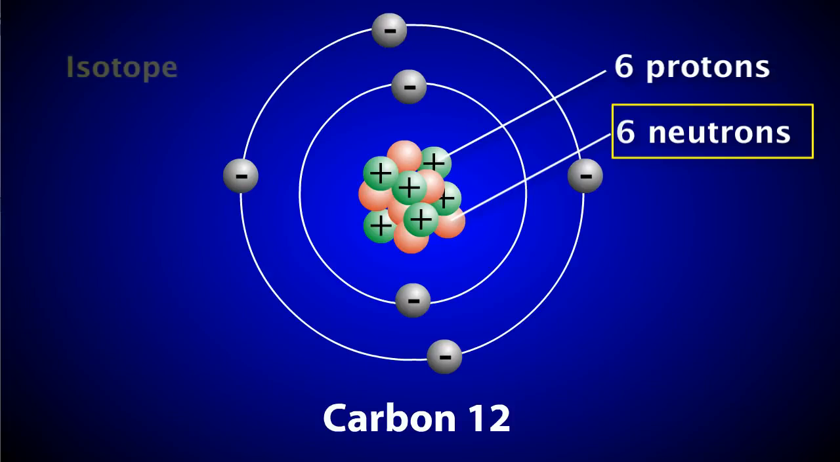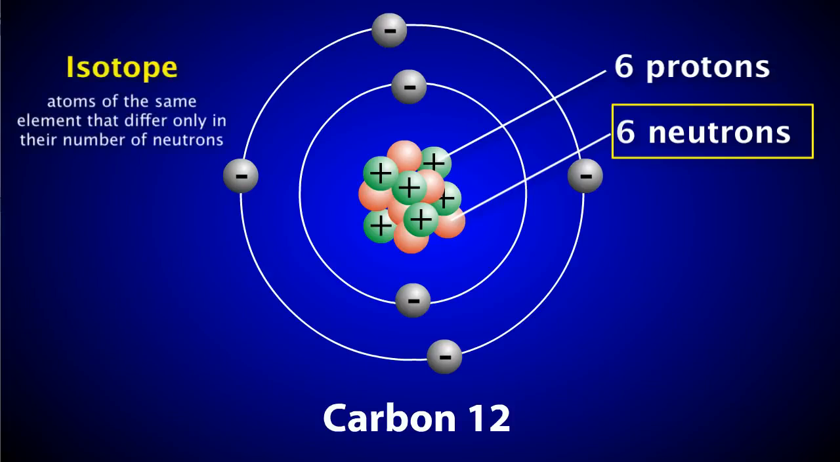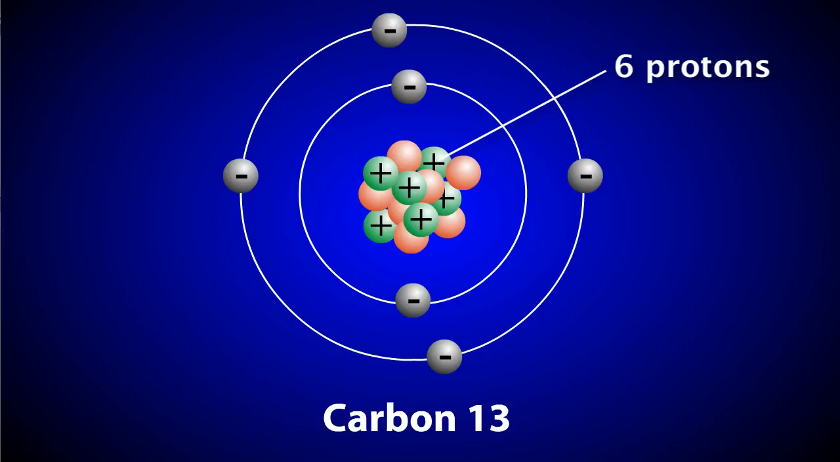These variations are called isotopes. Isotopes are atoms of the same element that differ only in the number of neutrons present in the nucleus. Here's one example of a carbon isotope, carbon-13.